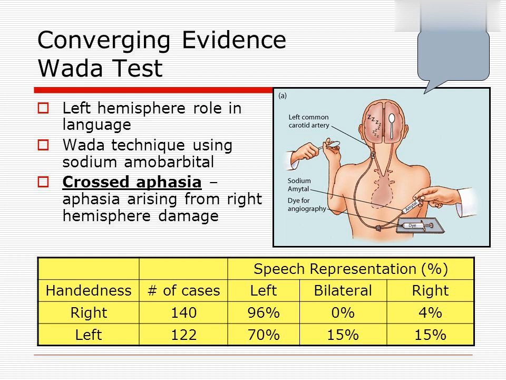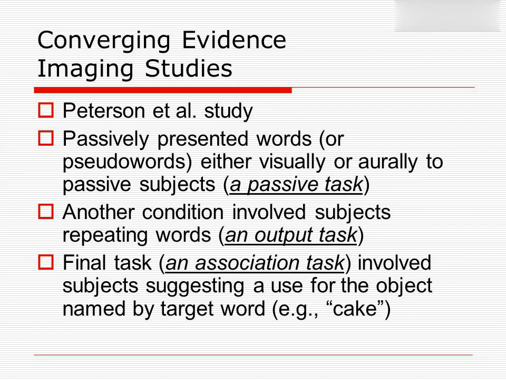Speech representation, percent, by handedness: left, bilateral, right. 140 cases: 96%, 0%, 4%. 122 cases: 70%, 15%. Converging evidence: imaging studies.